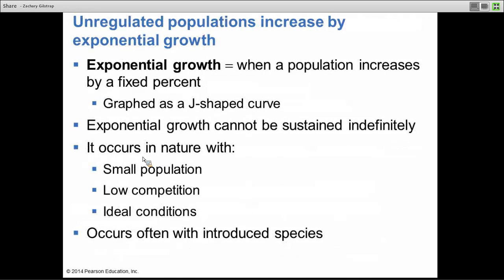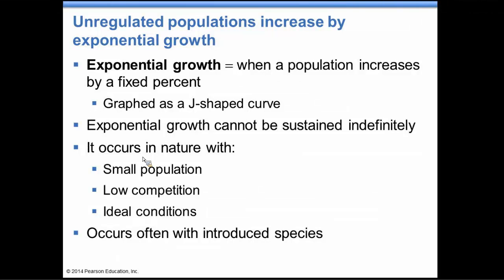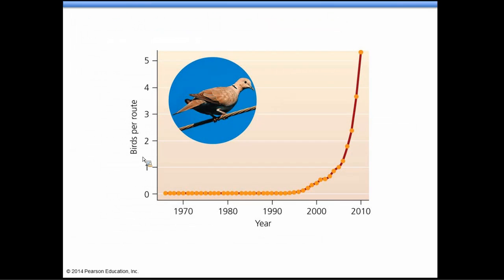So unregulated populations increase by exponential growth. When a population increases by a fixed percentage each year, it is said to undergo exponential growth. A J-shaped curve shows this type of growth. Populations of organisms increase exponentially unless they meet constraints. So normally exponential growth occurs in nature only when the population is small, competition is minimal, and environmental conditions are ideal for the organism in question.